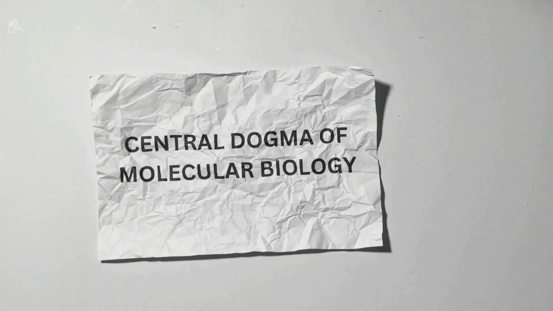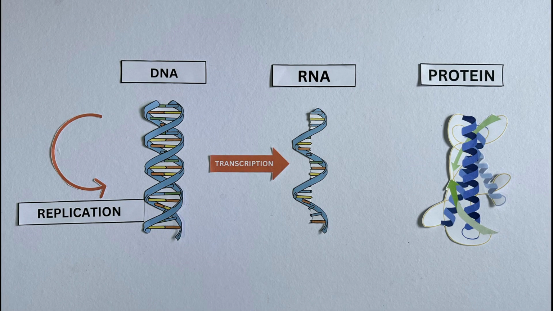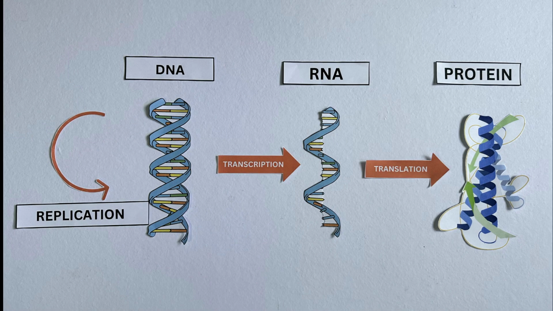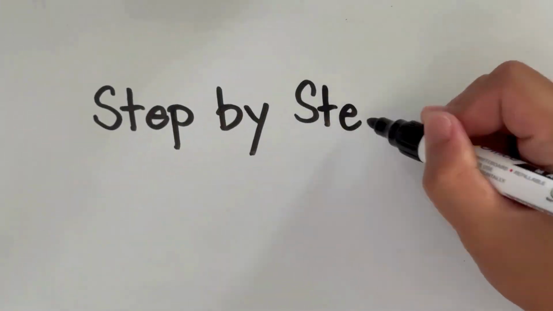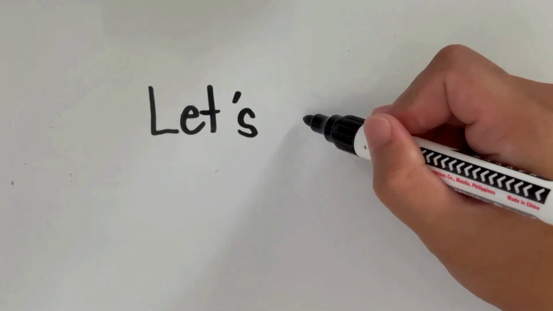The central dogma illustrates the flow of genetic information in cells: DNA replication, coding for the RNA through the transcription process, and further RNA codes for the proteins by translation. In this video, we will guide you through the step-by-step process of the central dogma of biology, including initiation, elongation, and termination, for each step. Let's get started.